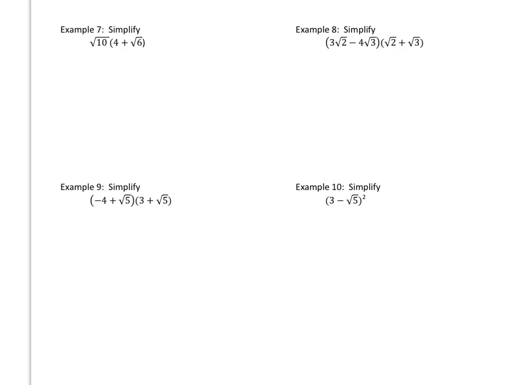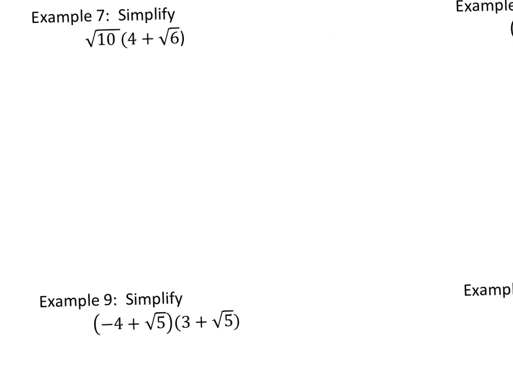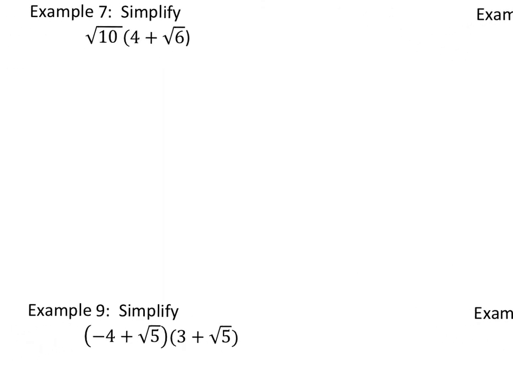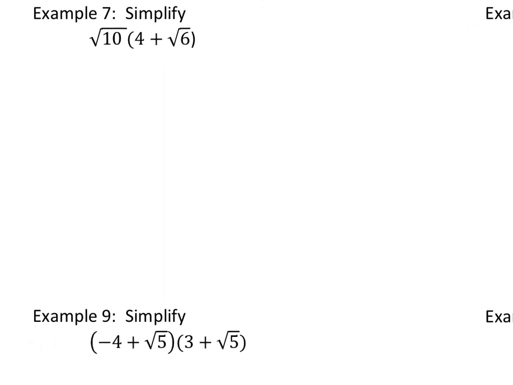Alright, we're going to do one more example, and then we're going to go to part 3. So we're focusing on a distribution of a monomial and a binomial. So again, we distribute, and now 4 is not a root, so it's on the outside. 4 root 10. Root 10 times root 6, they're both inside the root, so we get plus root 60.